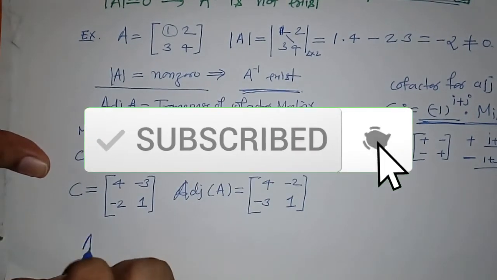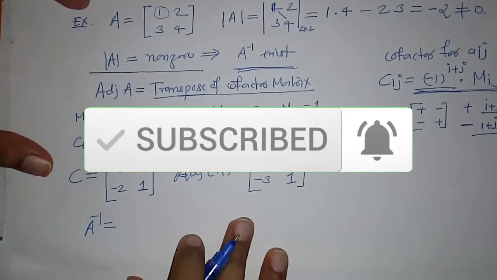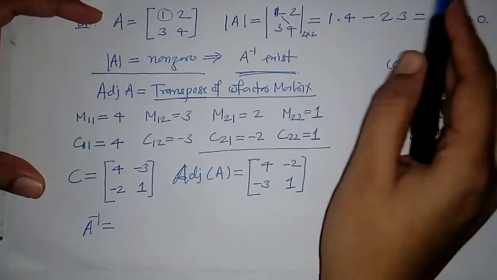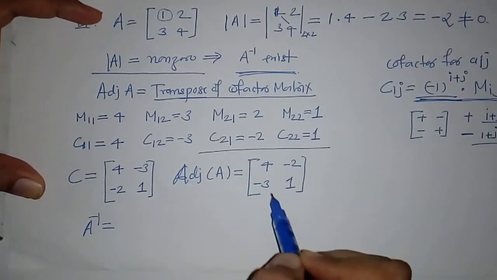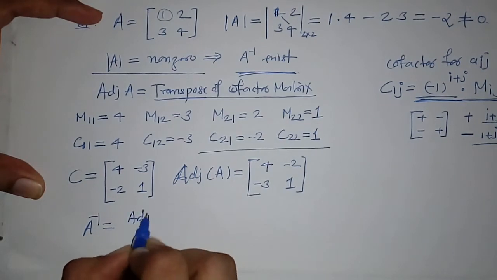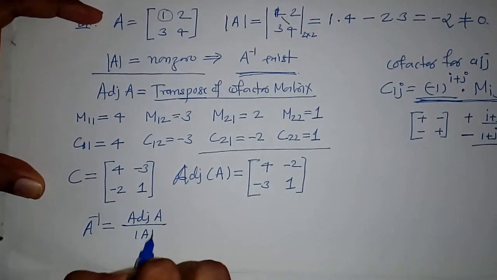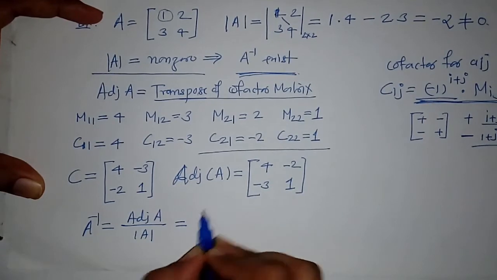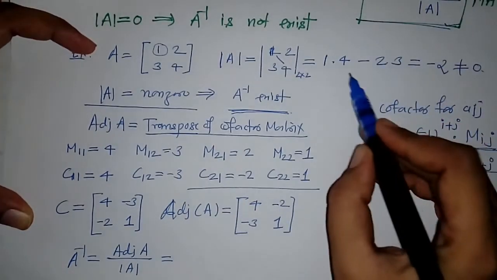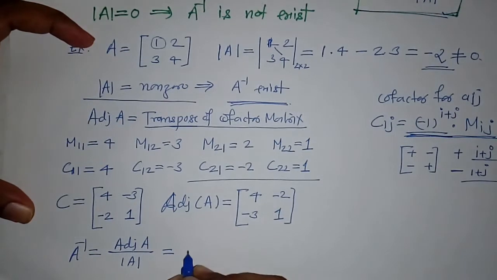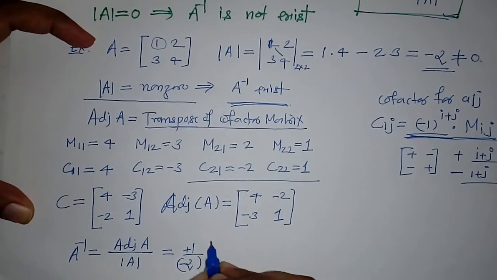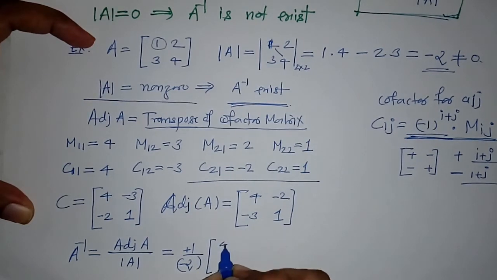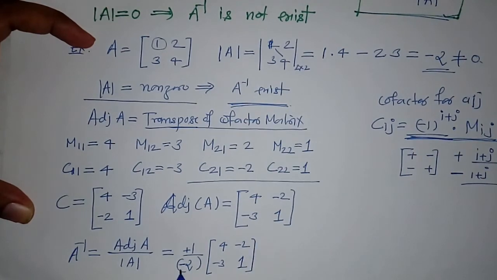Now we have to find the inverse. So how to find the inverse now? We will put the determinant and adjoint in the formula: adjoint of A upon determinant of A. So we get the determinant value, this is minus 2. So we will write the determinant value, minus 2 here, and this is the adjoint. Yes.